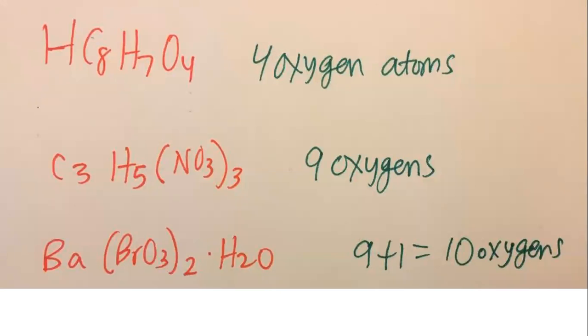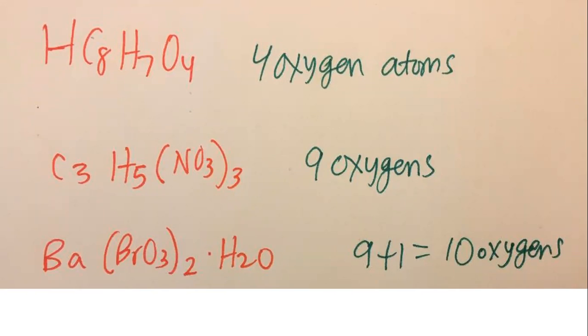Now in these problems, we have these fancy formulas. We just have to count the oxygen atoms. Now this is practice for when we have to do molar mass and percent comp by mass. This first formula is aspirin, and the letters in the front don't matter. We just have 4 oxygen atoms.